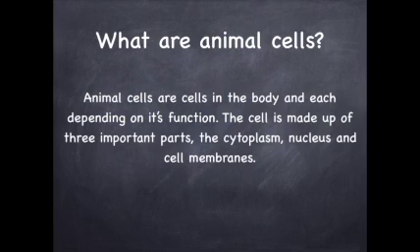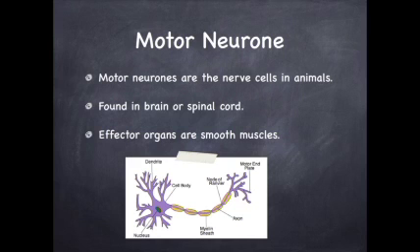What are animal cells? Animal cells are cells in the body in which, depending on its function, the cell is made up of three important parts: the chloroplast, nucleus, and cell membranes. Motor neurons. Motor neurons are the nerve cell in animals.